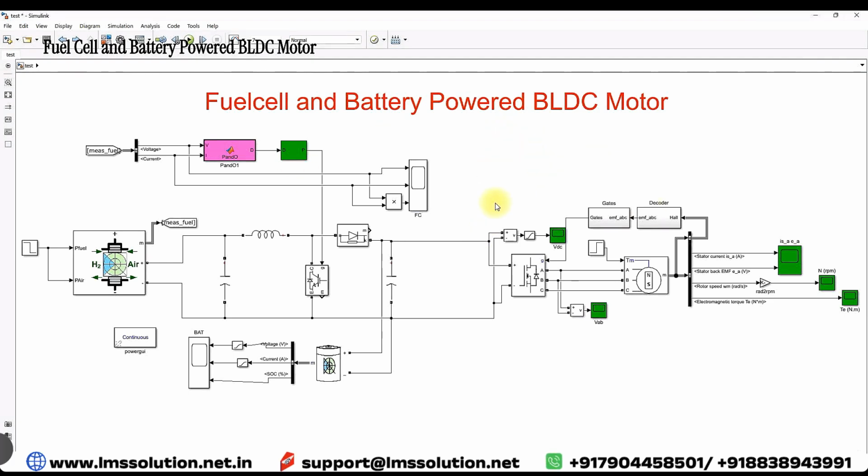You can use this fuel cell and battery powered BLDC motor for an electric vehicle also. When you go for implementing this concept for an electric vehicle, then you need to control the speed of the motor as per the drive cycle, and then you can convert this model into an electric vehicle. We will discuss in the next video how we can convert this fuel cell battery powered BLDC motor to an electric vehicle model.